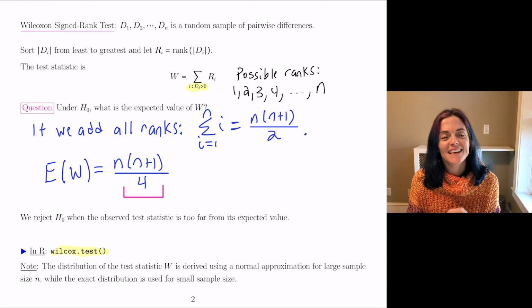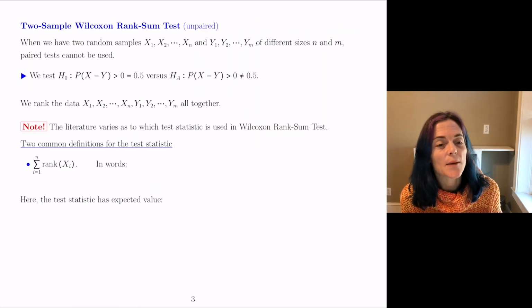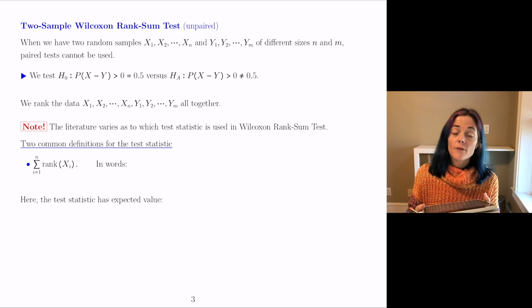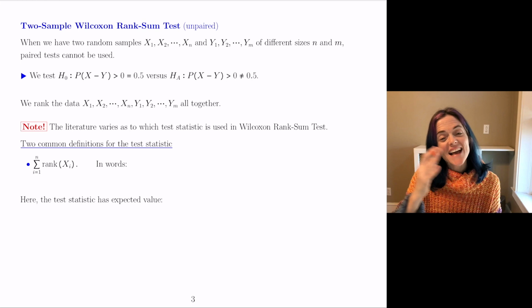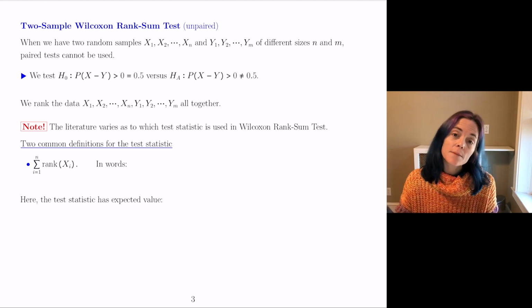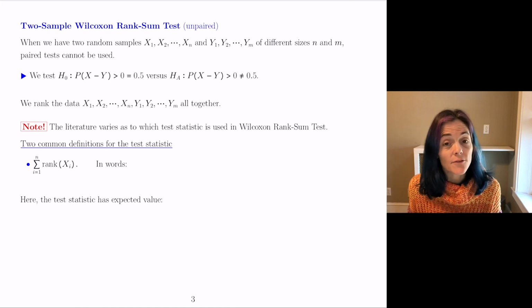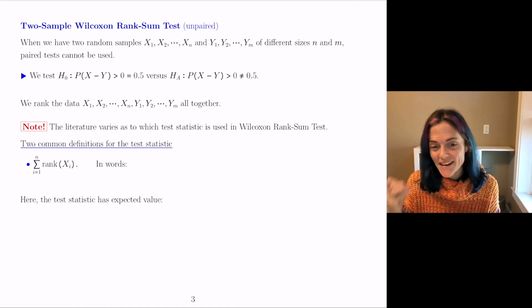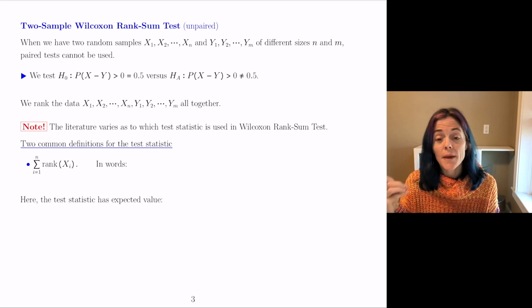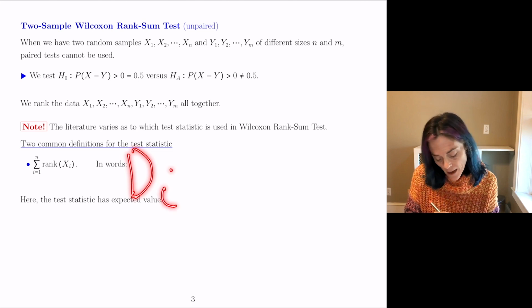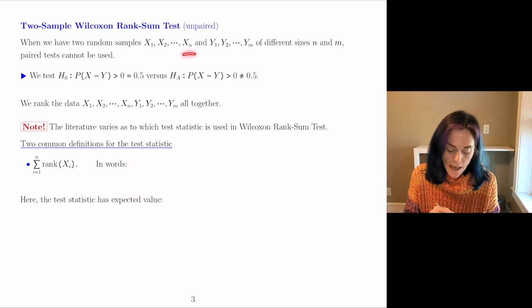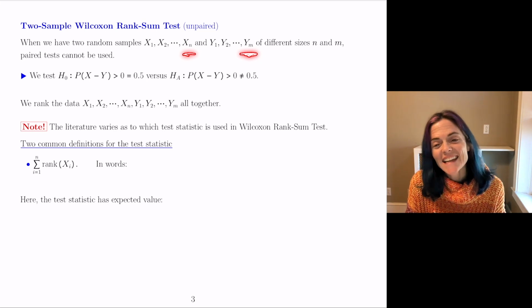Okay, fantastic. Next, I'd like to talk about the two-sample Wilcoxon Rank-Sum Test. This is the unpaired case. In this case, we have x1 through xn, a random sample, and y1 through ym, a random sample, but the sizes are different. So n and m are different numbers. We may not use a paired test. In fact, we can't really make the Di's because n and m have different sizes.